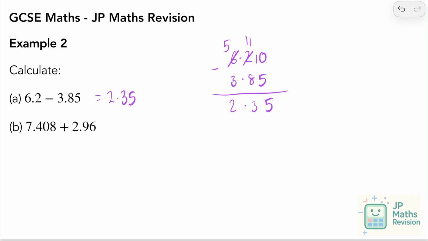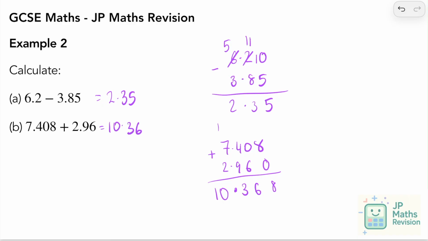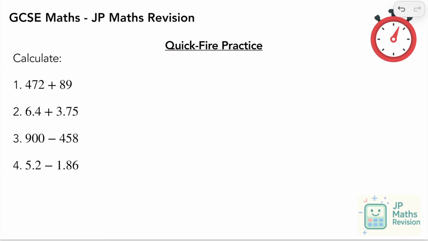This last one, I have 7.408 plus 2.96, so I'm going to fill that with a 0 and put a plus. So 8 plus 0, that's 8. 0 plus 6, that's 6. 4 plus 9, that's 13, remainder 1. 7 plus 2 is 9, but plus the 1 makes a 10, and the decimal place lines up here. So the answer to this one is 10.368.